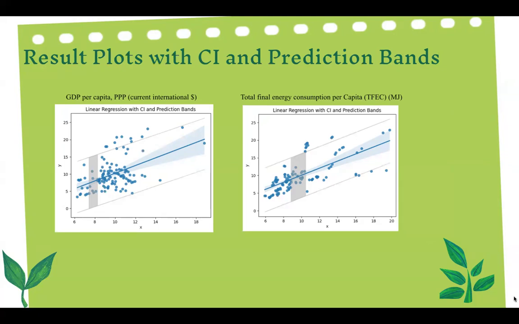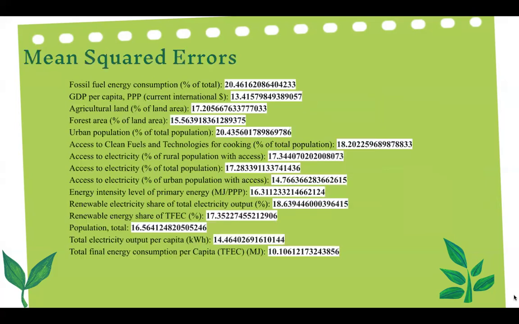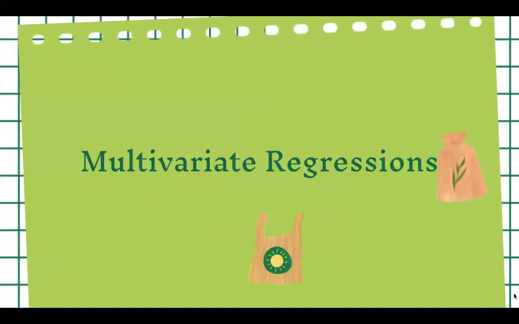We also found while measuring the correlations that GDP per capita, energy intensity level of primary energy, population total, access to electricity percent of rural population with access, and total final energy consumption per capita had the strongest correlations between predicted and real values. While measuring the mean squared errors, we found that the features that produced the lowest MSEs were total final energy consumption per capita and GDP per capita, indicating that the model was the best fit for these features. Then we moved on to multivariate regressions.